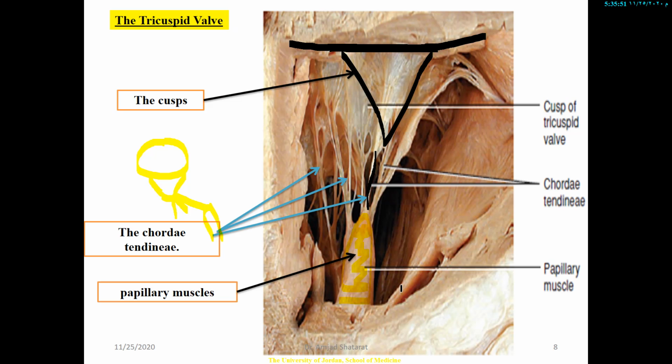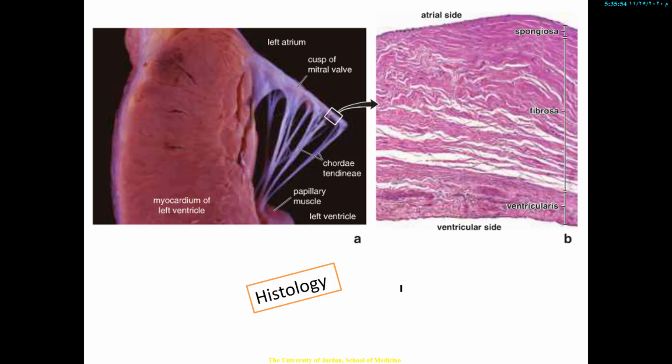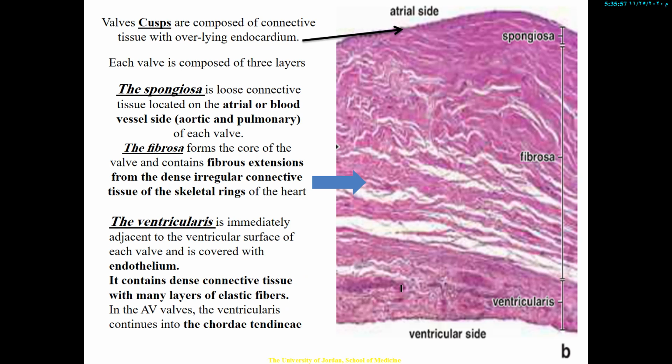Now, under the microscope, if we take the valve cusps, we would find them made out of three layers. The first one is the spongiosa, the second one is the fibrosa, the third one is the ventricularis, of course, and you should know that the cusp itself here is covered by endocardium.